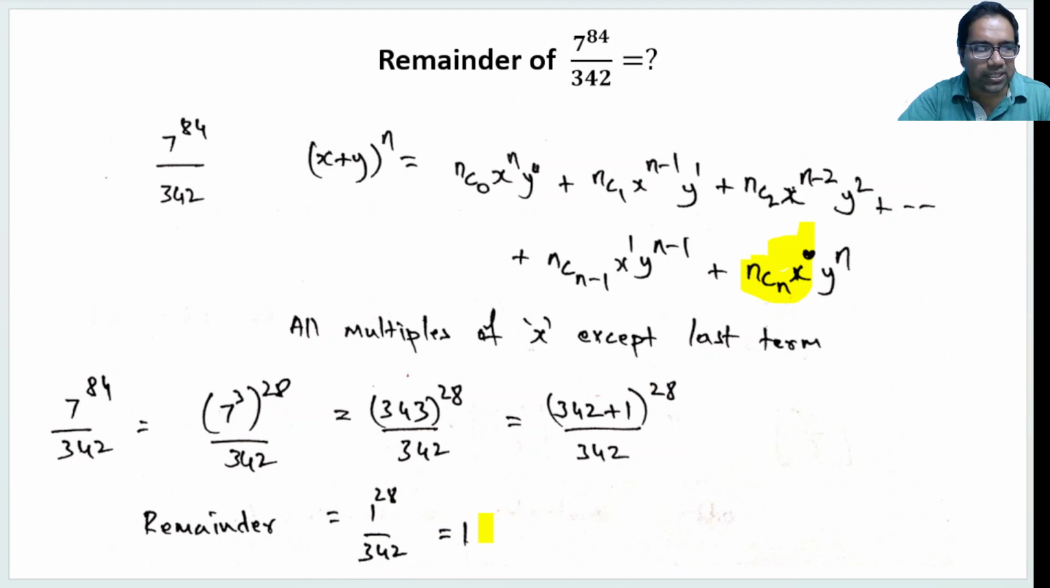It's just a simple trick. Whenever we are given these kinds of problems, we have to convert the number into the form (x + y)^n, where y is something useful for us. In this case, 342 plus 1, that is 343. We can convert this 7^84 to 343. So we have to cleverly manipulate the numerator in such a way that it simplifies our work using the binomial theorem. Right, guys? Hope you like this. Thank you.